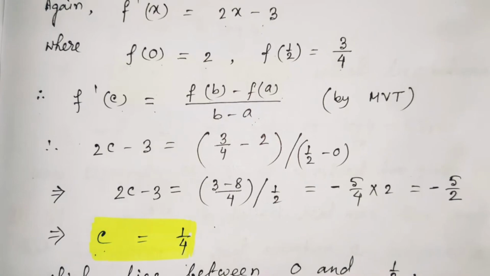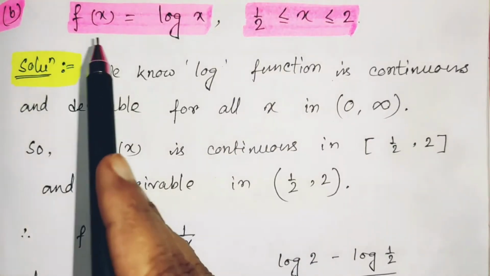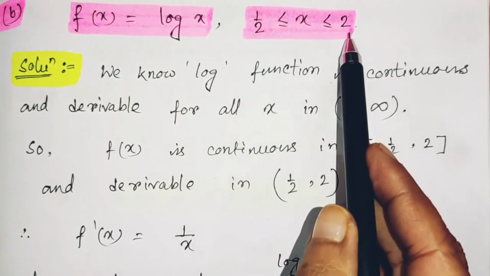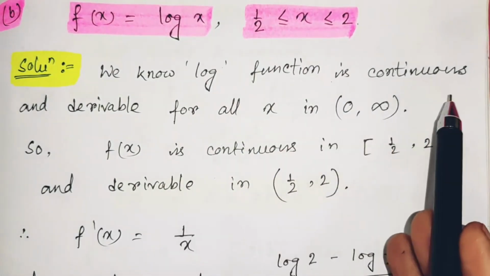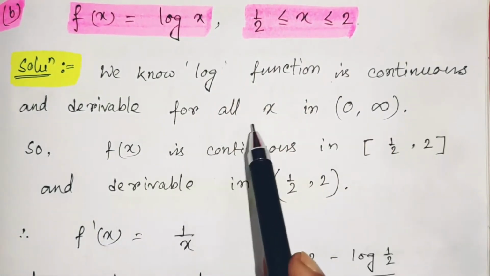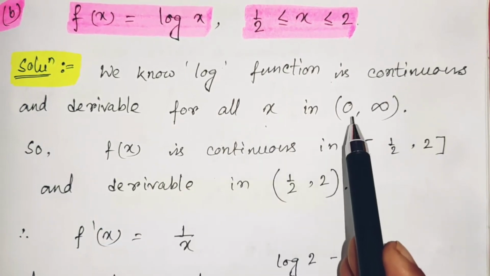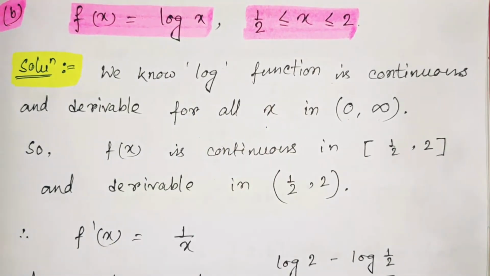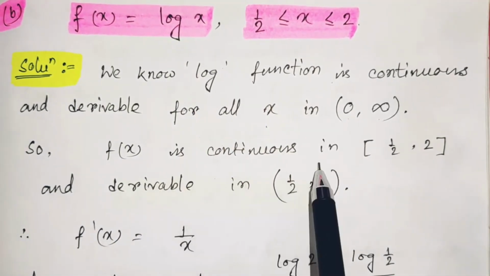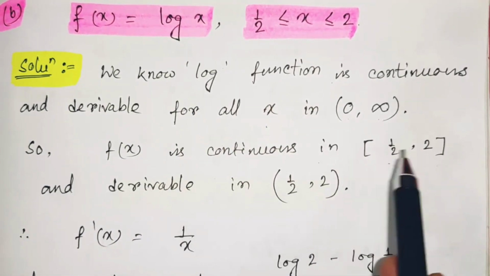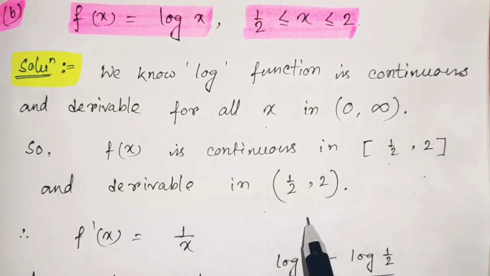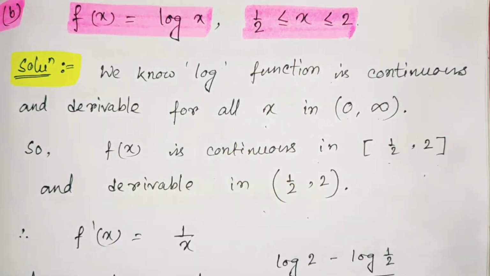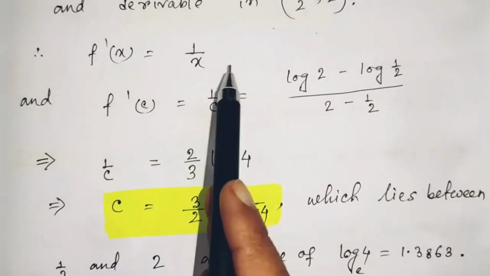Let us do one more example. The function is f of x is equal to log x, and now the interval is 1 by 2 to 2. The log function is again continuous and differentiable for all x within the range 0 to infinity. So it is a positive domain actually. So f of x is continuous within the given closed interval, and differentiable within the open interval, and its derivative, we know, is 1 upon x. So its derivative value is known.